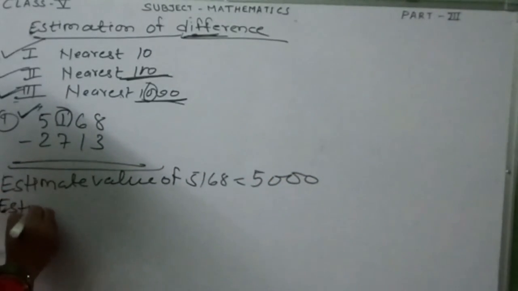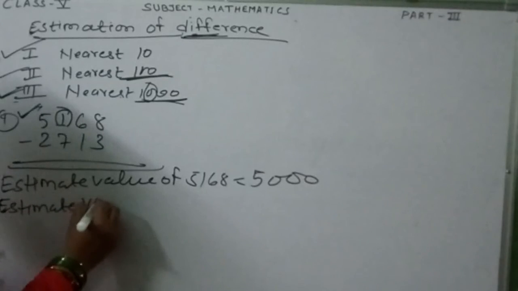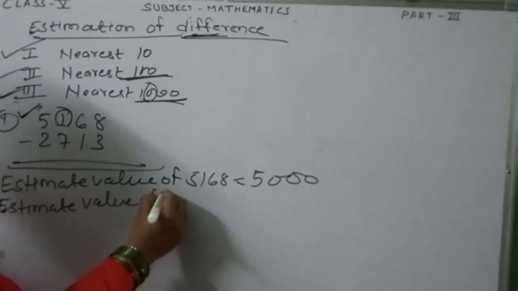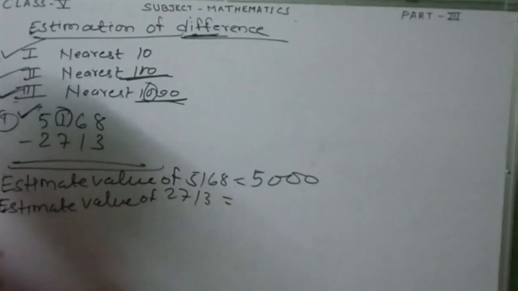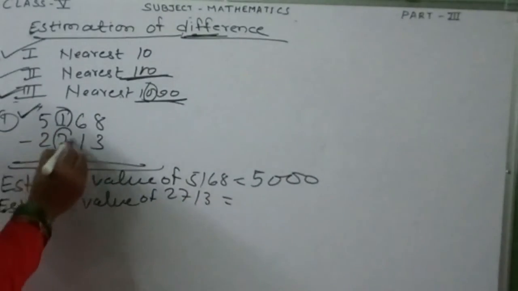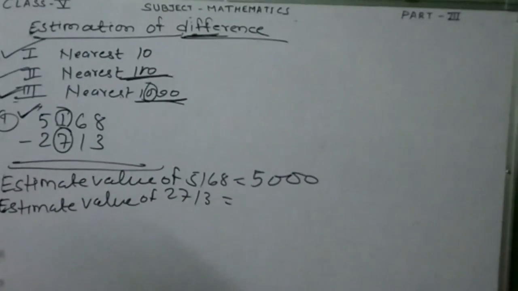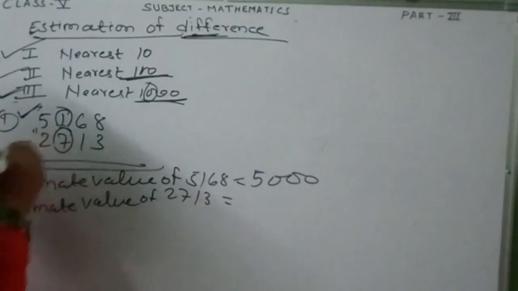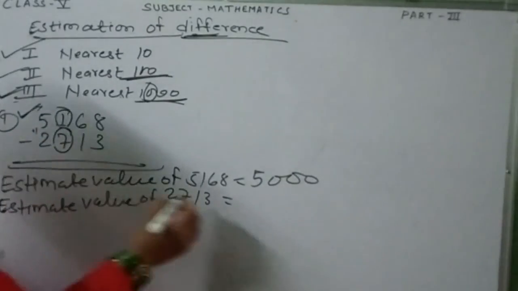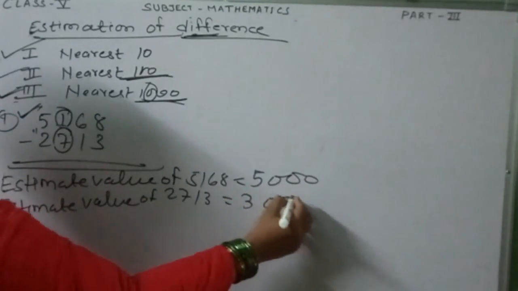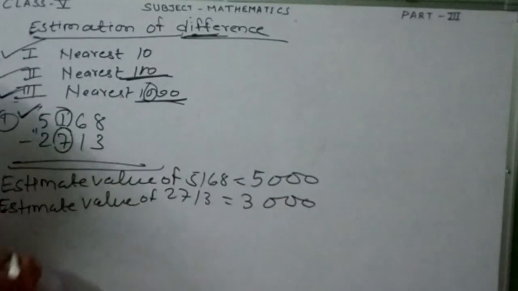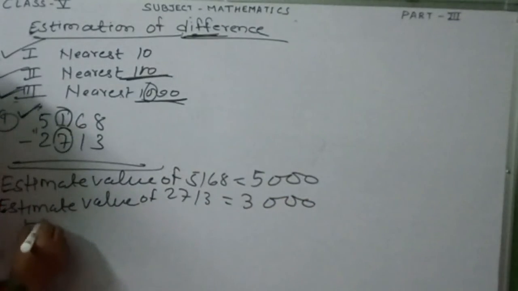Next one is the estimate value of 2713. Which digit do we have to compare? This one. What is written in the hundreds place? 7. And 7 is greater than 5. So I have to give one more here. Then it will be 2 plus 1, 3, and the next digits will be 0. Now you have to find the estimate difference.